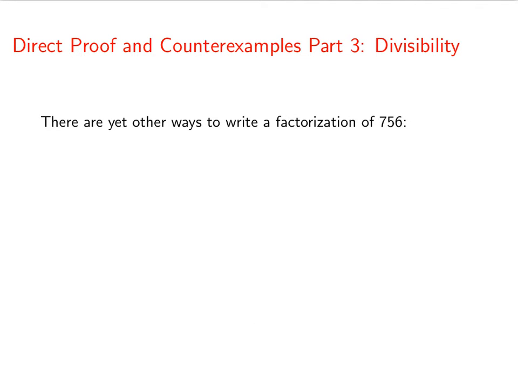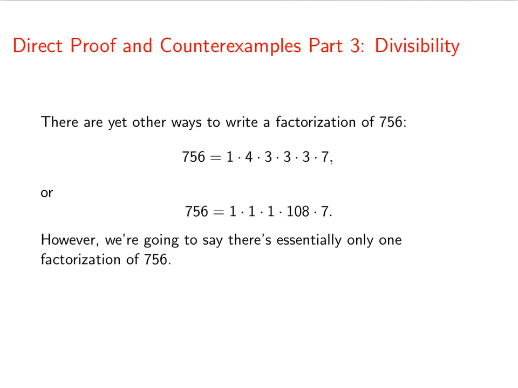And there are other ways of writing a factorization of 756. For instance, we could do 1 times 4 times 3 times 3 times 3 times 7. We could do 1 times 1 times 1 times 108 times 7. All of these work as factorizations of 756. Even with that in mind, we're going to say that there's really only one factorization of 756.